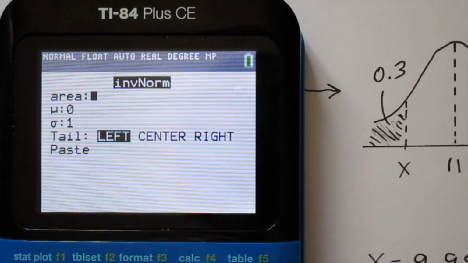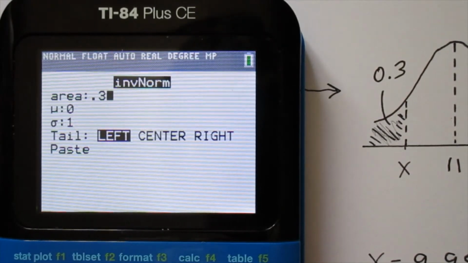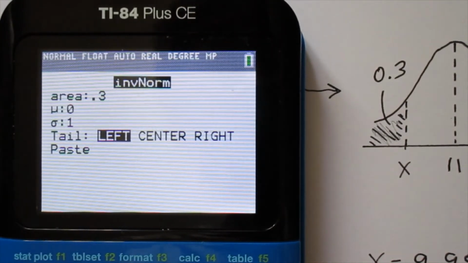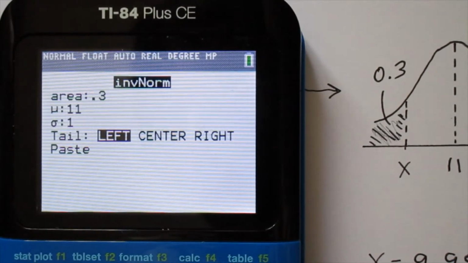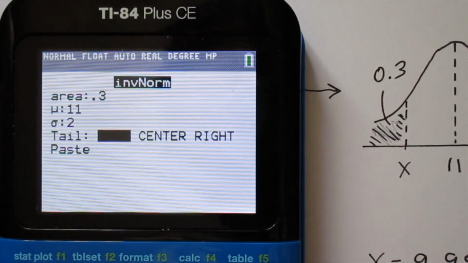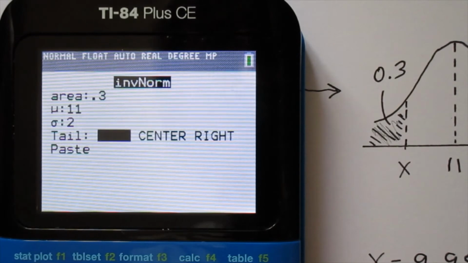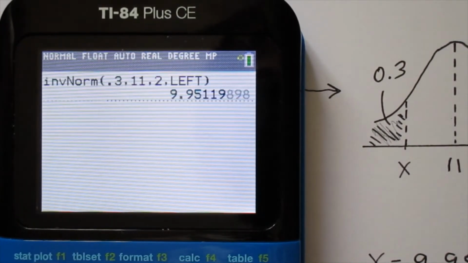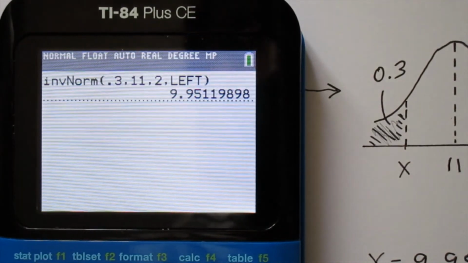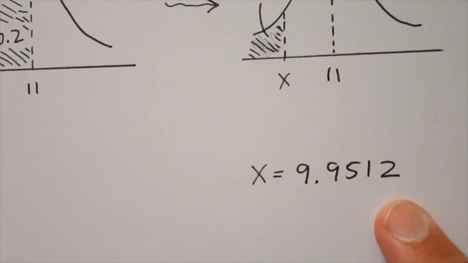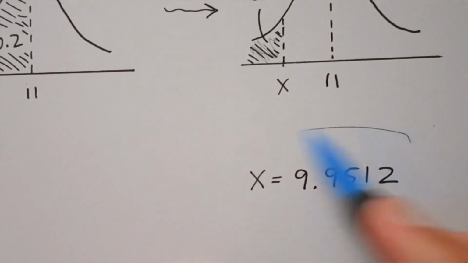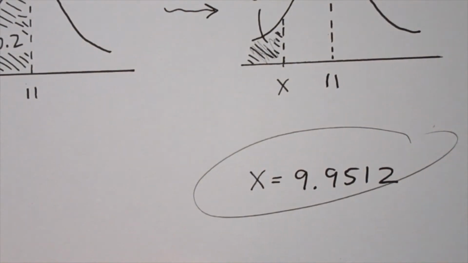Okay, so go into DISTR. Choice 3. Okay, so inverse norm. Okay, so the area, 0.3. The average in this case, what is it, 11? Standard deviation 2. Okay, and in this case, it's the left tail. So paste. So 9.9512 approximately. That's the answer I have here. So that's the unknown x value. How does that look?